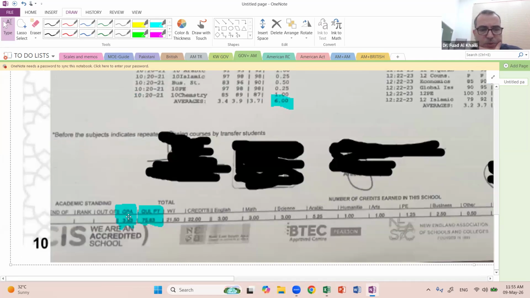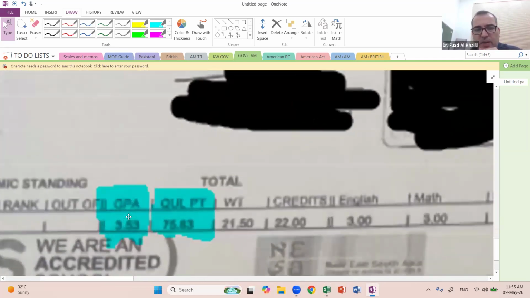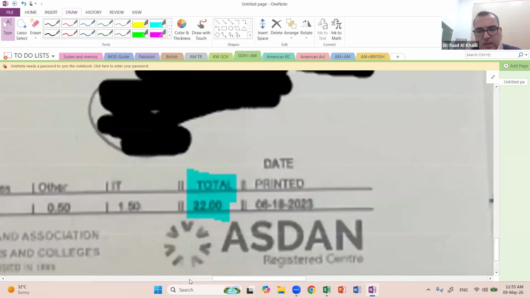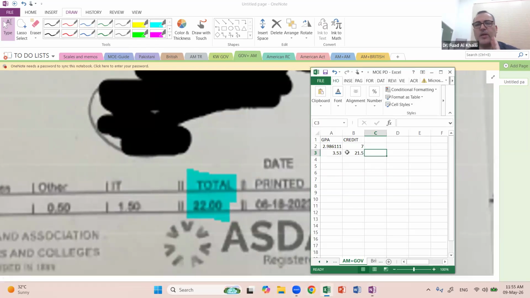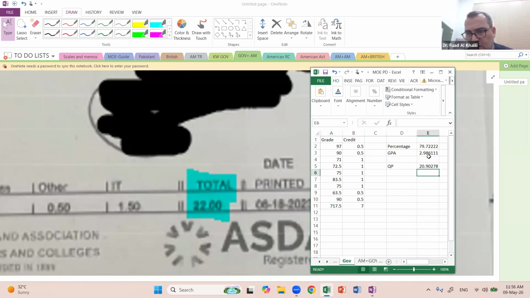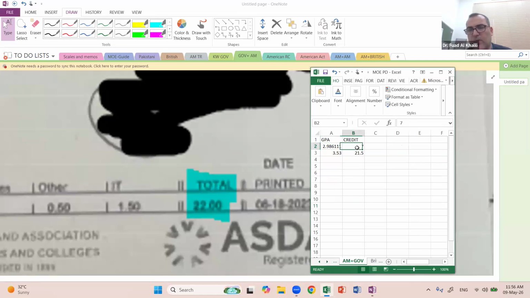We see from this American school, his cumulative GPA is 3.53 on a weighted grades 21.5. I'll take the GPA from the government, which we just calculated: 2.986, and his credit is 7. We take it into this Excel sheet or this formula, and we take his GPA from the American school, which is the total GPA for grade 10, 11, 12. It was 3.53 with a total credit of 21.